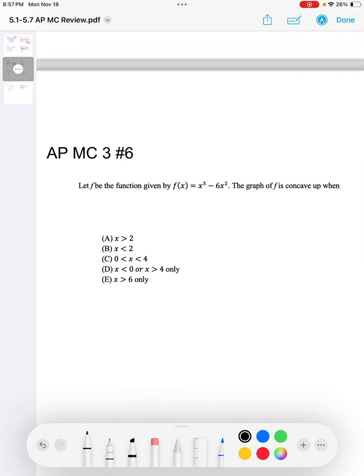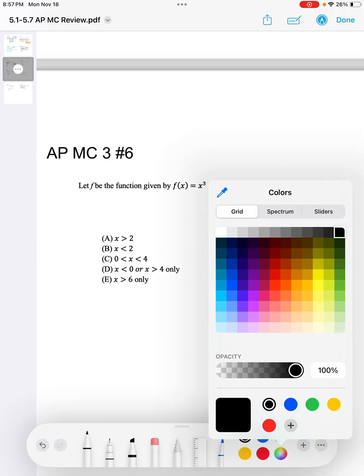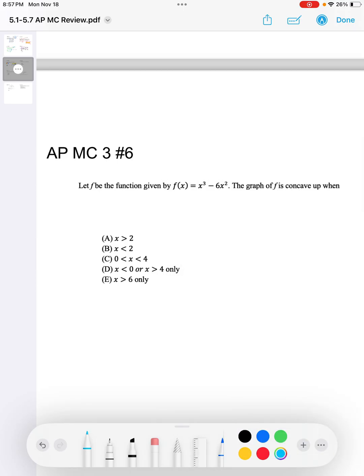All right, number 6 is asking for when the function is concave up. So you got to think about concavity. That is my second derivative. And where I'm going concave up, I'm looking for my second derivative greater than 0. So start by taking the first derivative. After we have the first derivative, then we're going to go right ahead and take the second derivative.